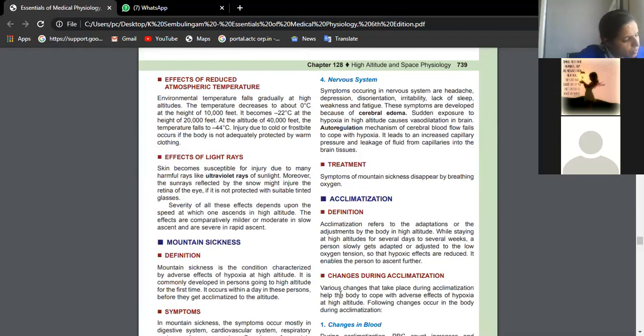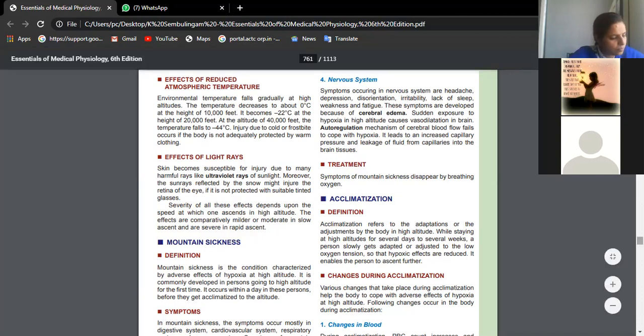Okay, so that is high altitude. Then we have very short notes like AV nodal delay. Juxtaglomerular apparatus we have already studied. AV nodal delay. Do you remember the conduction system of the heart?